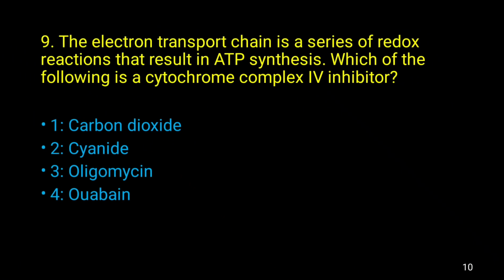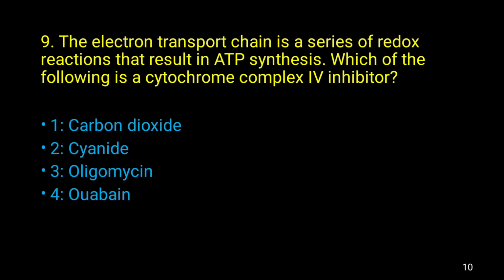Now another question. The electron transport chain is a series of redox reactions that results in ATP synthesis. Now that is a common sentence. Which of the following is a cytochrome complex 4 inhibitor? So the typical complex 4 inhibitor is asked. You have to remember all the inhibitors: H2S, that is hydrogen sulfide gas, carbon monoxide and cyanide. These are the typical inhibitors of complex 4. Here carbon dioxide is written, not carbon monoxide. Cyanide is the right answer.